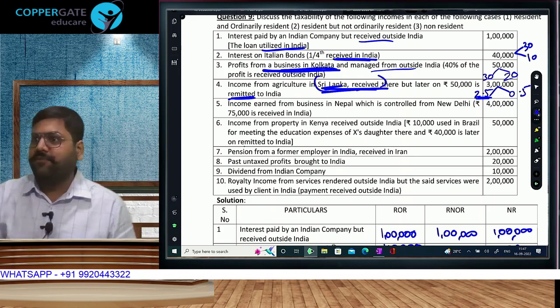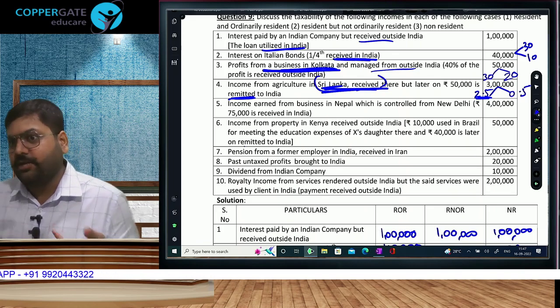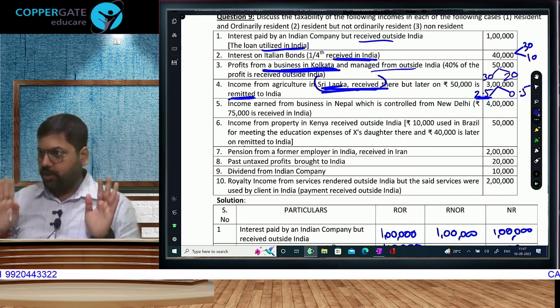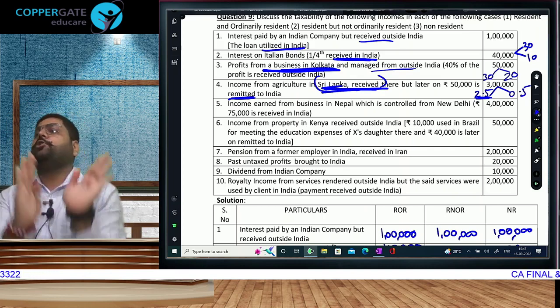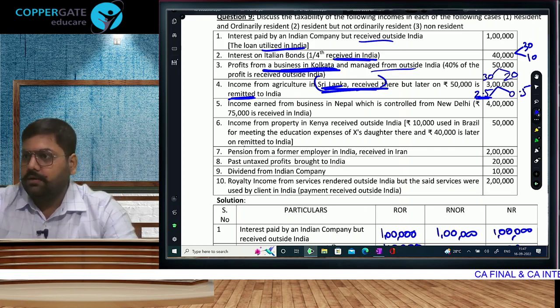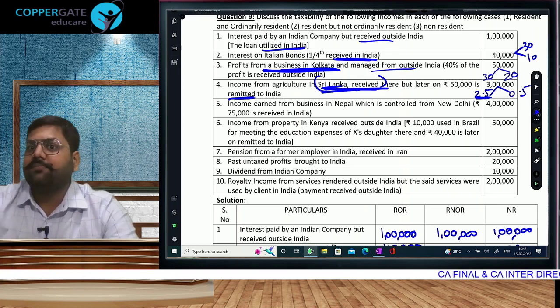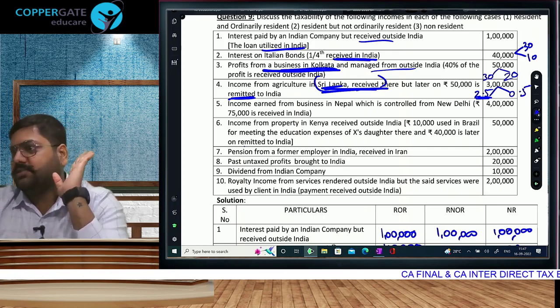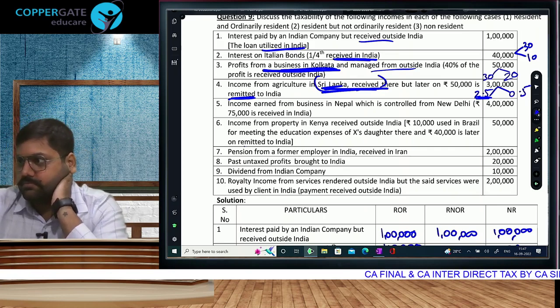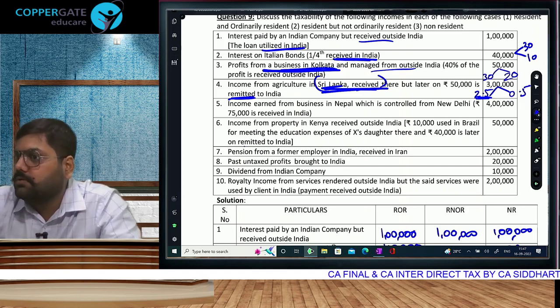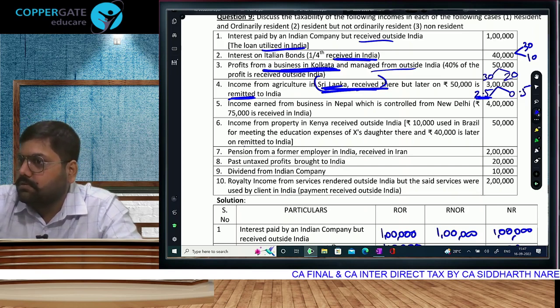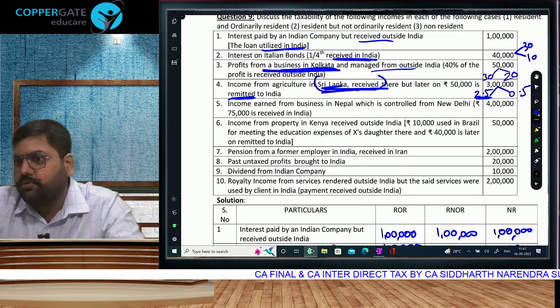For an NOR we would have taxed it if it was controlled from India, but that is also not given. For an NR, it is not taxed only. One day you have sent that money to India. Does that mean you have earned income in India? This is the question, only this much question. You have sent to India, no? But it says remitted to India.